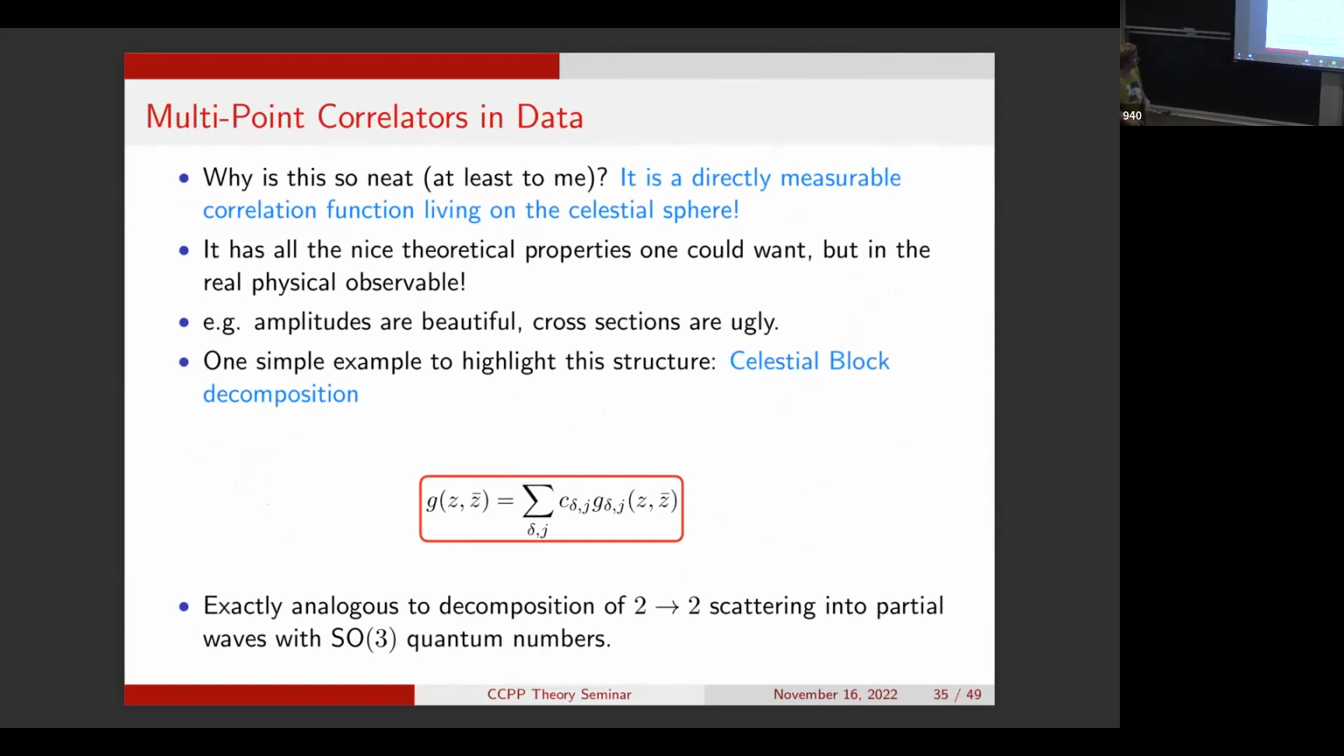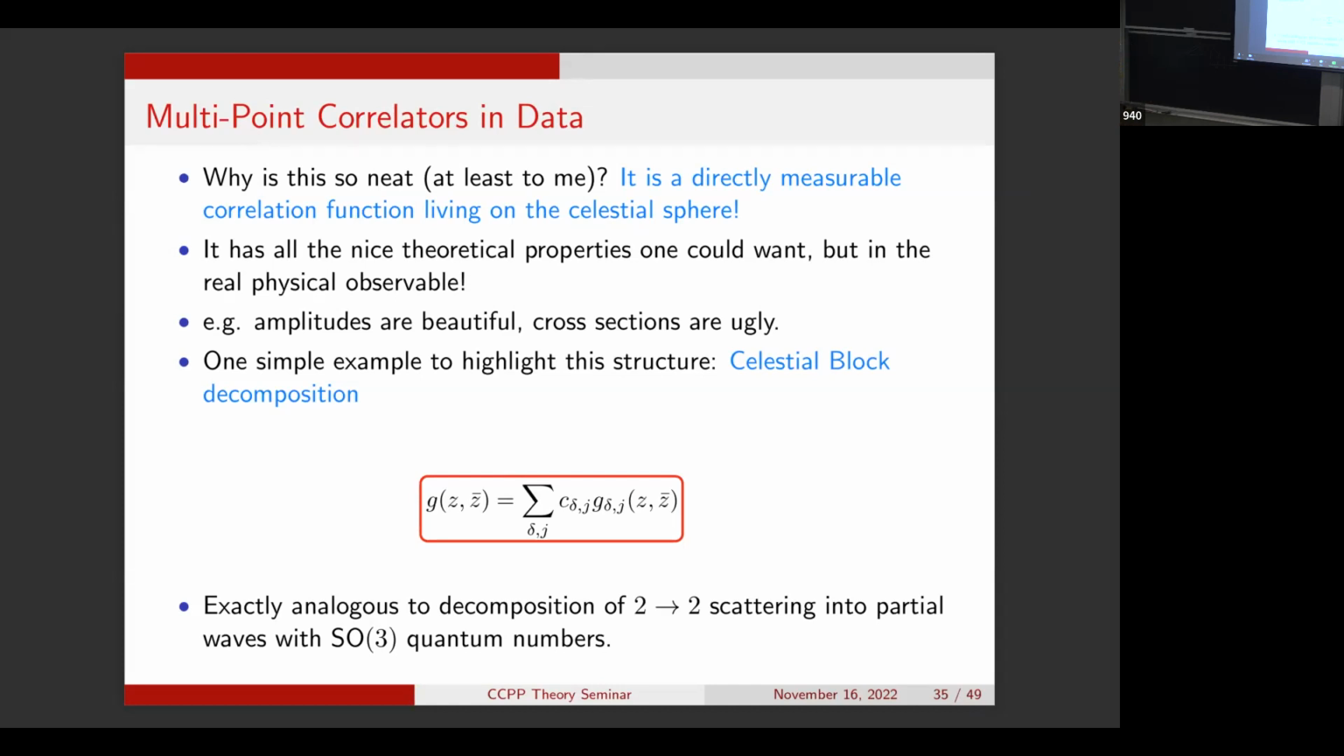Okay, and so the reason why these things, at least to me, are quite nice is that they're directly measurable correlation functions which live on the sphere. And so these actually have most of the nice theoretical properties of standard correlation functions, but in a real physical observable. And so you can do things like move them into OPE limits and test that they actually behave as you expect correlation functions to.